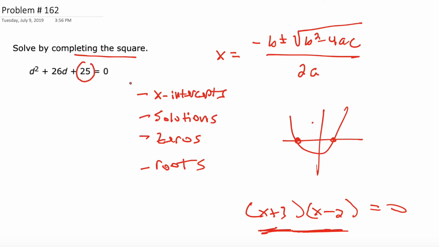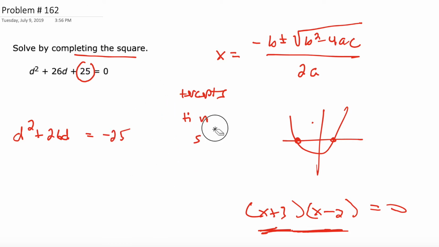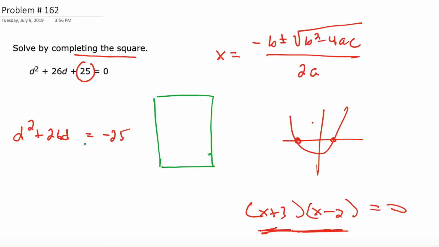side. All right, so we got d squared plus 26d equals negative 25. Next thing is you want to remember b over 2 squared. And this b is the same as the b in the quadratic. So it's ax squared plus bx plus c. This b, 26, is this b.